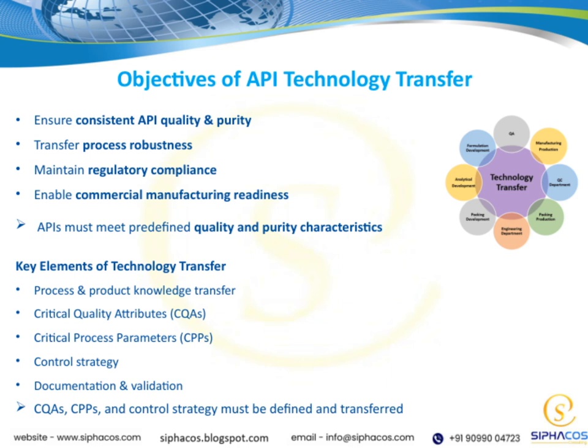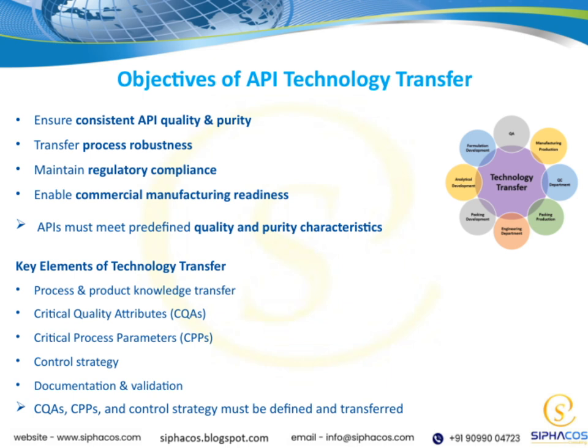Moving on to the key elements of technology transfer, one of the most important is the transfer of process and product knowledge. This includes understanding how the process works and the characteristics of the product that need to be controlled. Critical quality attributes, or CQAs, are the properties of the API that must be tightly controlled to ensure safety and efficacy. Critical process parameters, or CPPs, are the key process variables that influence these CQAs. Developing a solid control strategy is essential. It ties everything together by defining how we monitor and control these parameters to maintain quality.